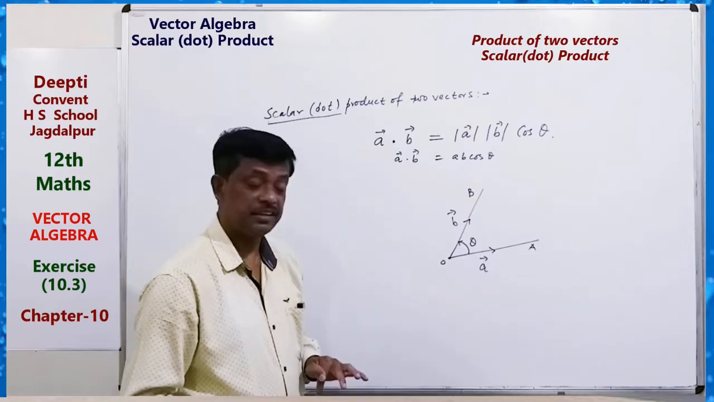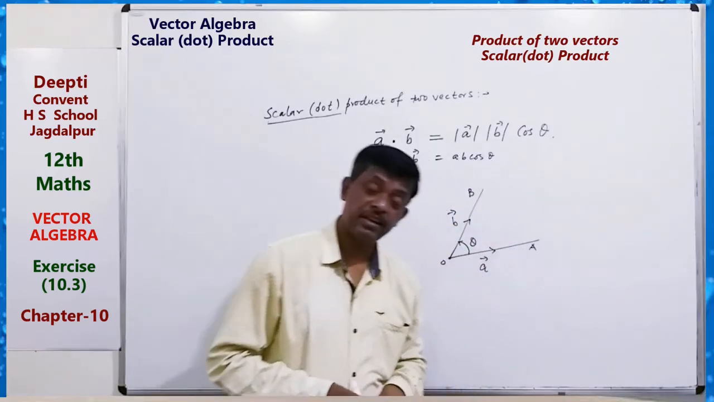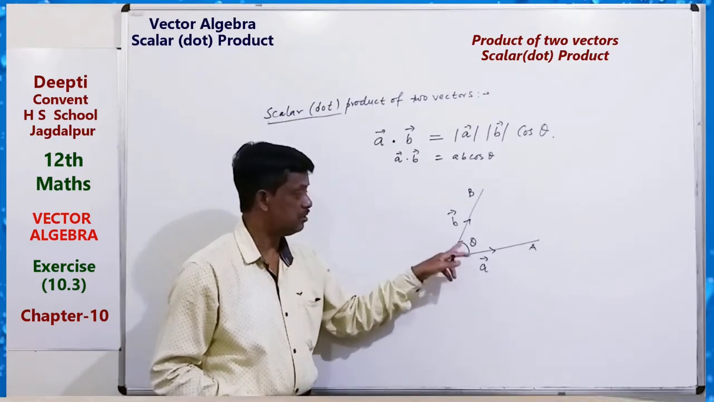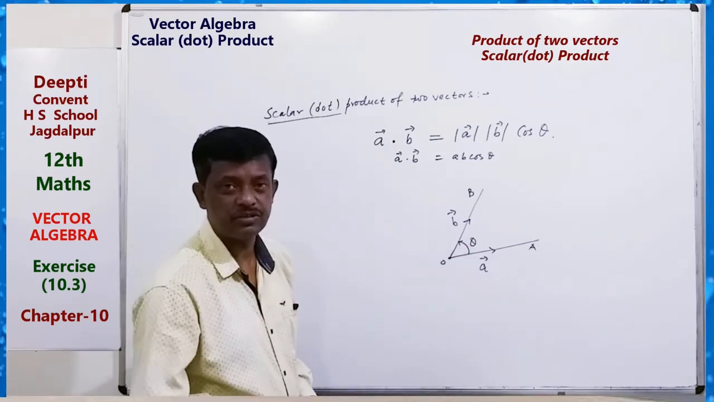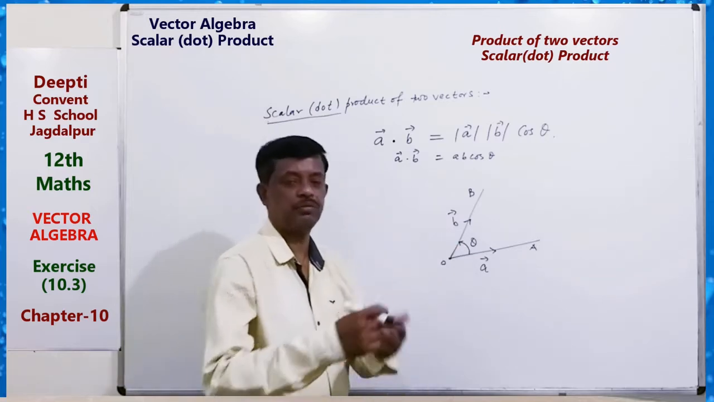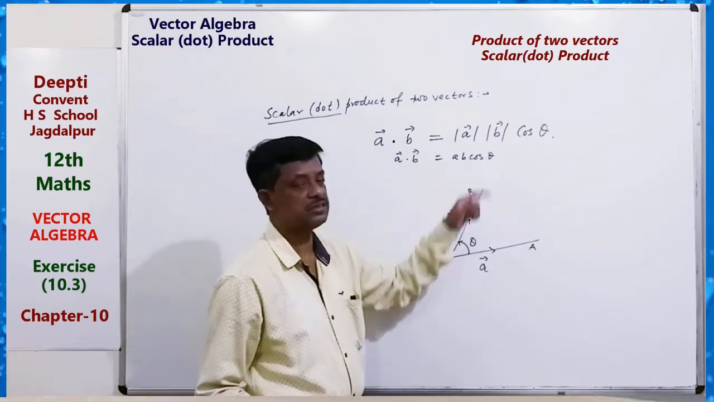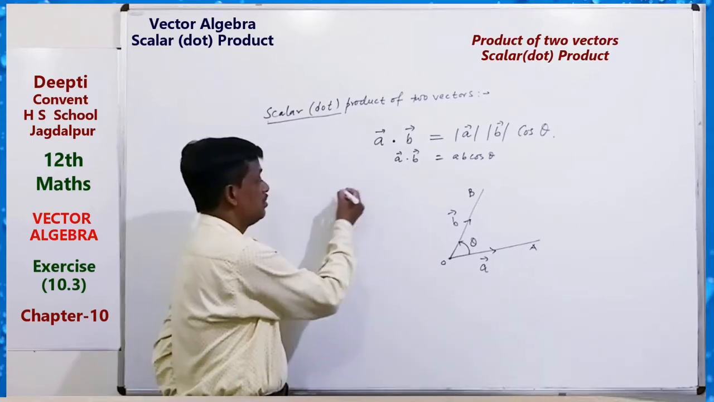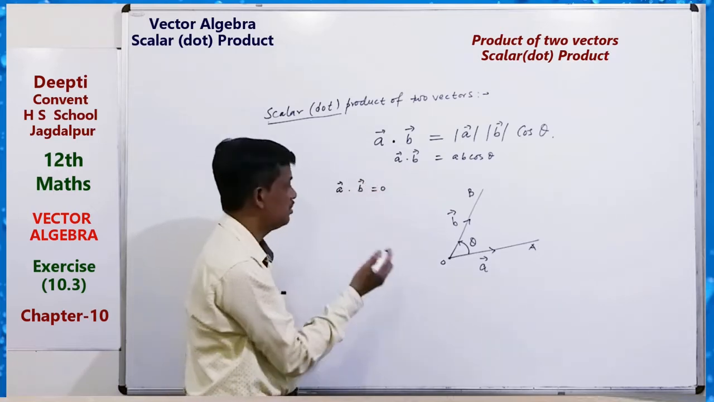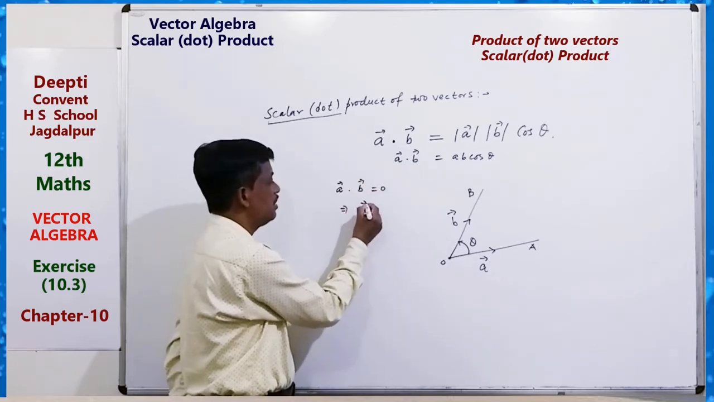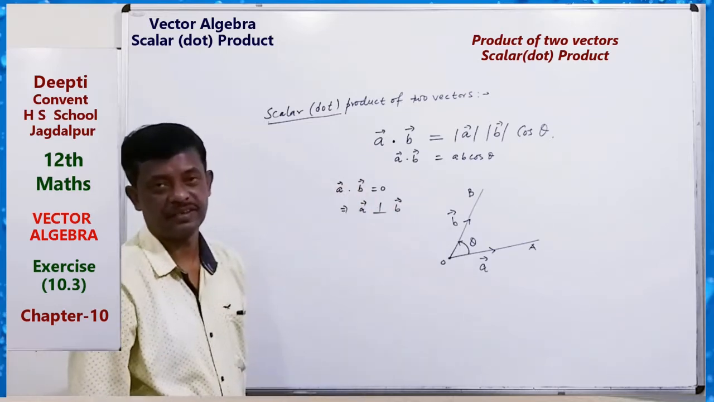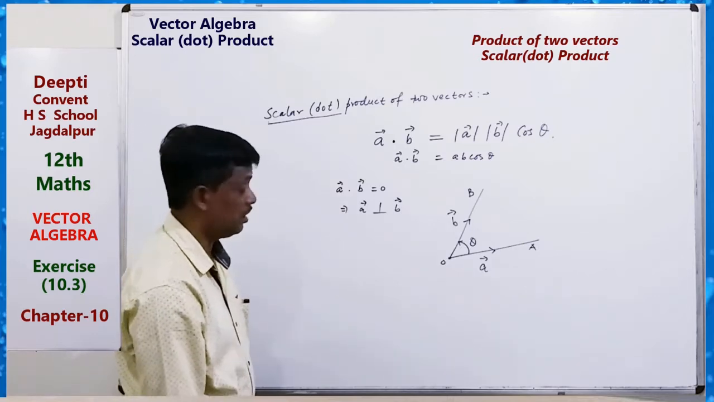Secondly, the angle between these two vectors is theta. If theta equals 90, the two vectors are perpendicular, and cos 90 equals 0. So we can decide A dot B equals 0. This implies vector A is perpendicular to vector B if this is 0. Clear?